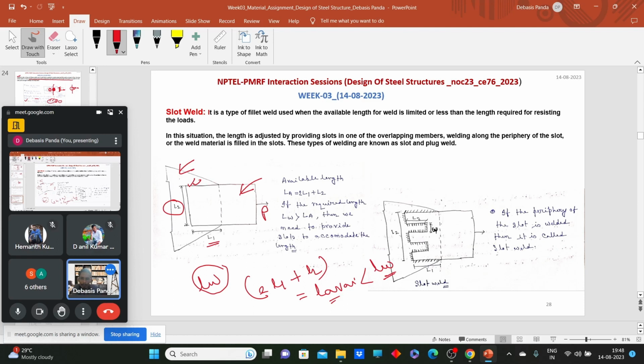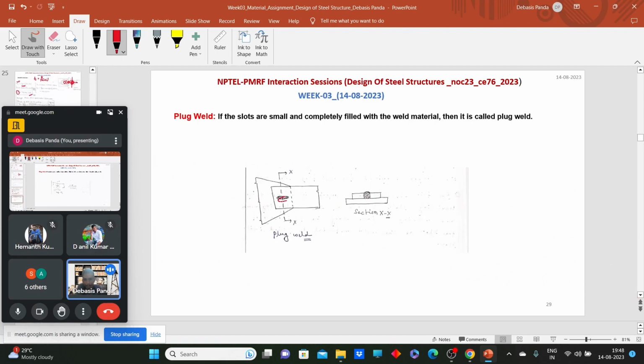So what we do, we make some slots like this, and we make the welding on the periphery of the slots. So eventually the length of the weld will increase. If the welding is done on the periphery of the slots, we call them slot weld. And if the size of the slots is relatively small, as we can see here, and we fill the slot with the deposit material, then we call them plug weld.